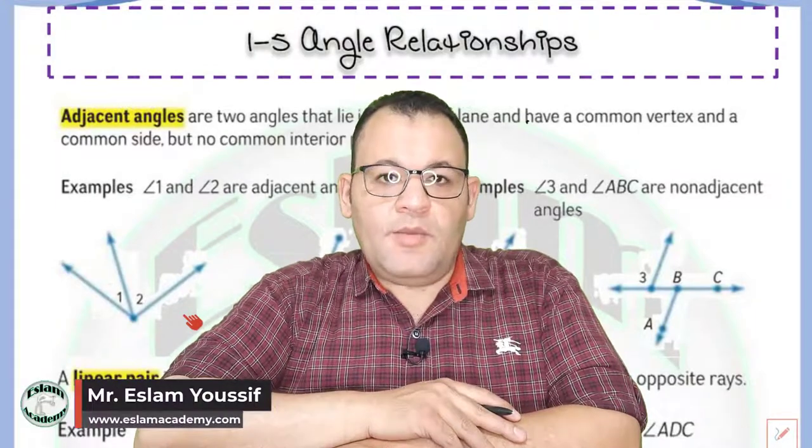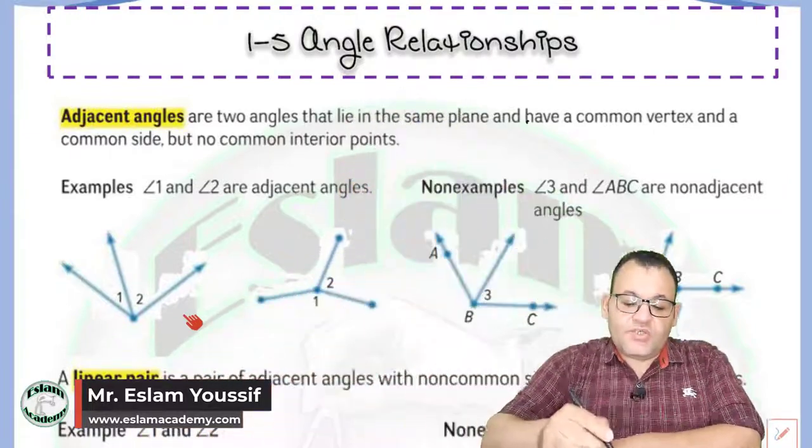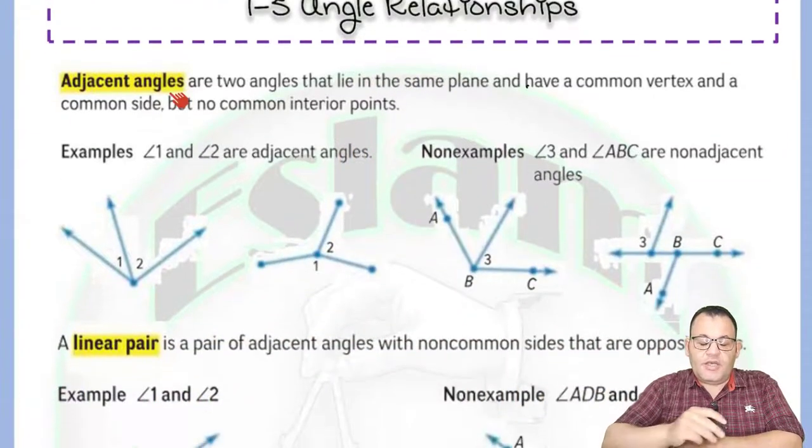In this video we are talking about angle relationships. What is the relation between them? So the first relation that we have is called the adjacent angle. What is the meaning of the adjacent angle? Adjacent angles are two angles that lie on the same plane with a common vertex and a common side.